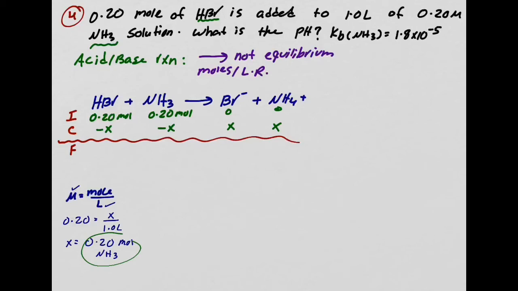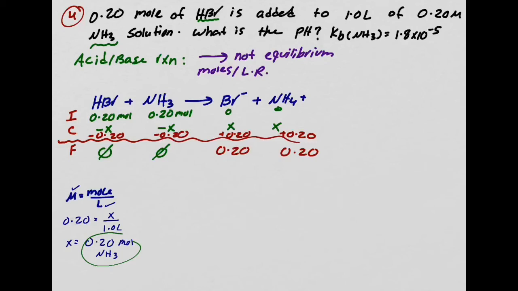Because I have 0.2 and 0.2, my change is going to be minus 0.20, minus 0.20, plus 0.20 and plus 0.20. What that means is I'm going to have no HBr and no ammonia, because I have enough HBr and ammonia in a 1-to-1 ratio. They're all going to neutralize each other out. And what I end up with is 0.20 Br minus and 0.20 ammonium. So far so good? Okay.